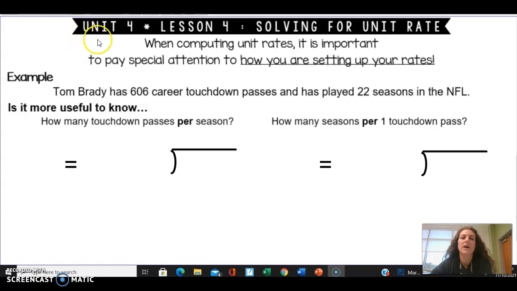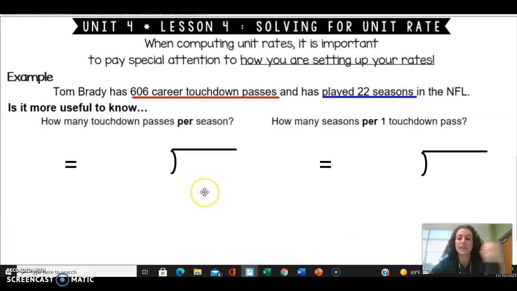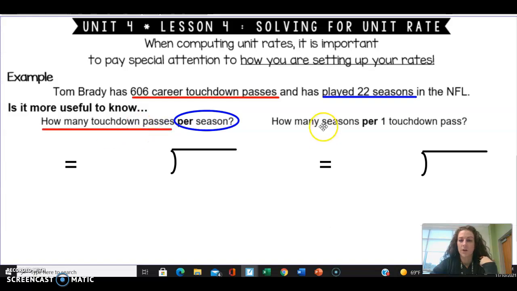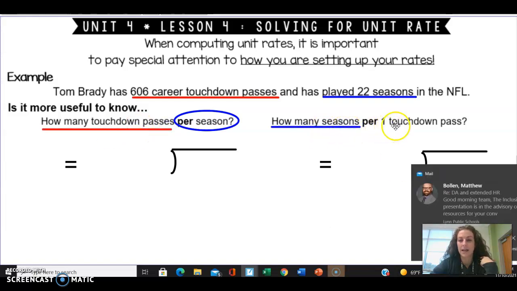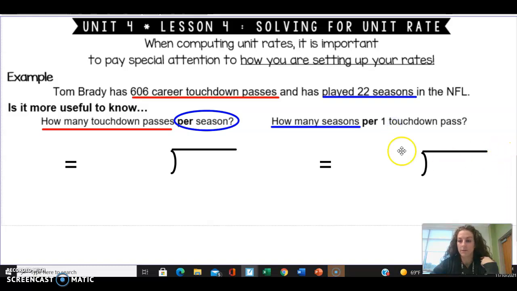In this lesson, we're going to be talking about solving for a unit rate. When computing unit rates, it's important to pay special attention to how you're setting up your rates. For example, it says Tom Brady has 606 career touchdown passes and has played 22 seasons in the NFL. Is it more useful to know how many touchdowns he has per season? Or is it more useful to know how many seasons it takes to get one touchdown?